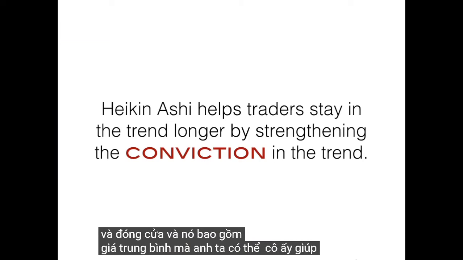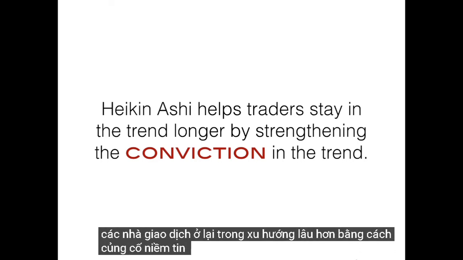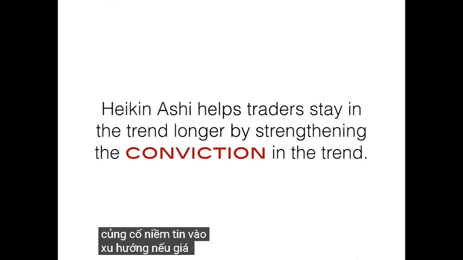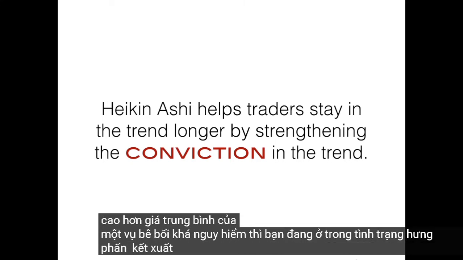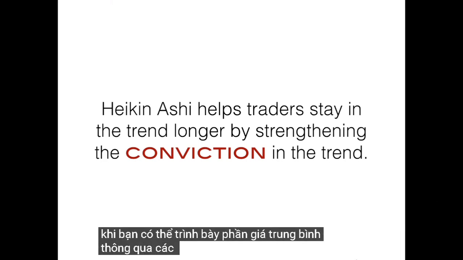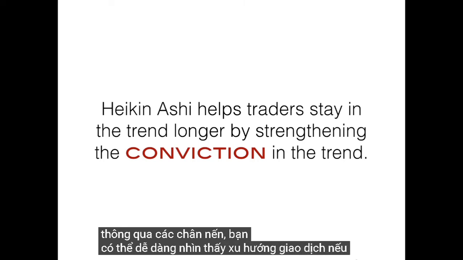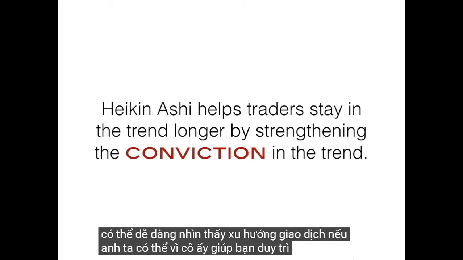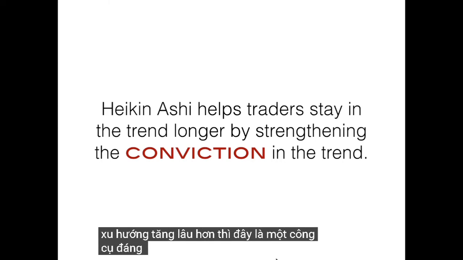Heikin-Ashi helps traders stay in the trend longer by strengthening the conviction in the trend. If the price of the current candle is above the average price of the previous candle, then you're in an uptrend. When you are able to present the average pace of price through candlesticks, you can easily see the trend of the trade. If Heikin-Ashi helps you stay in an uptrend longer, then this is a tool that is worthy of using.